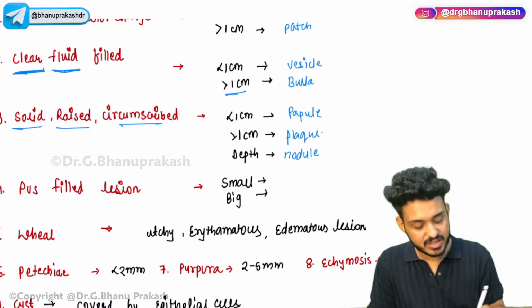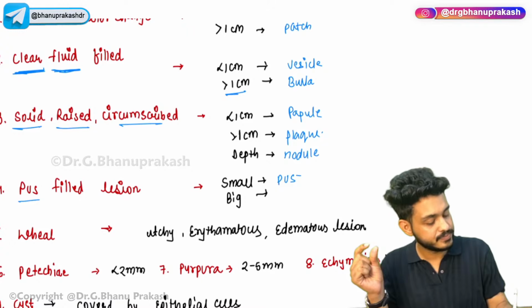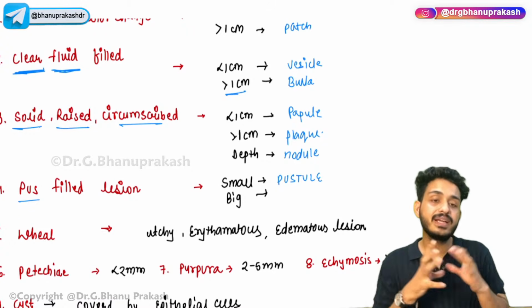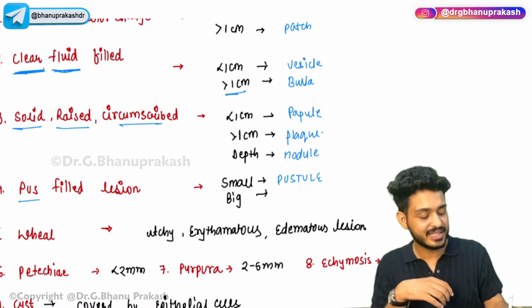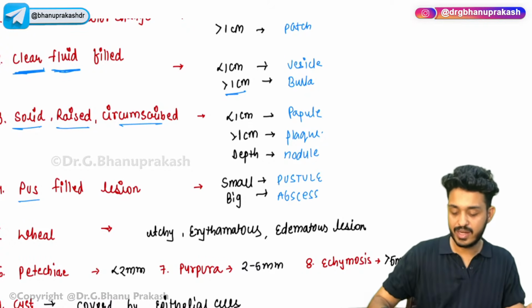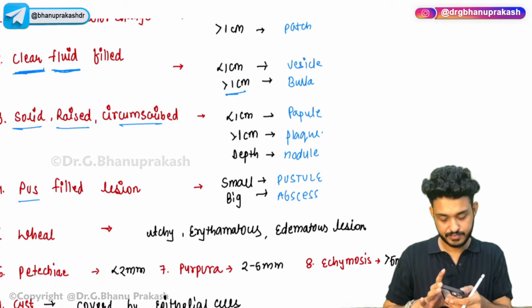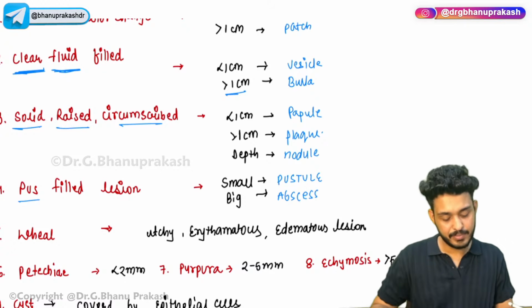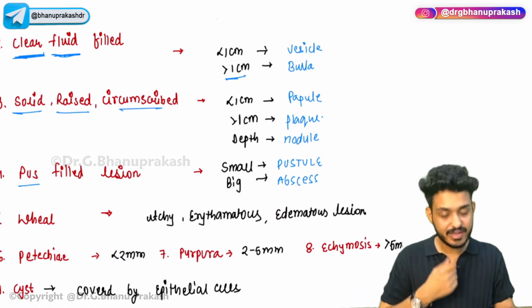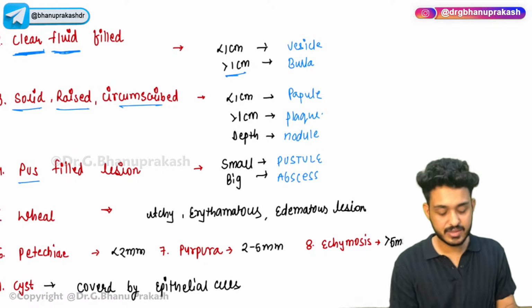Then we are having pus filled lesions. If they are small pus filled lesions, we call it pustule. If they are big lesions with pus, that is known as abscess, guys. So we are having these types of lesions. These are different lesions, and we will be differentiating them based on the sizes.